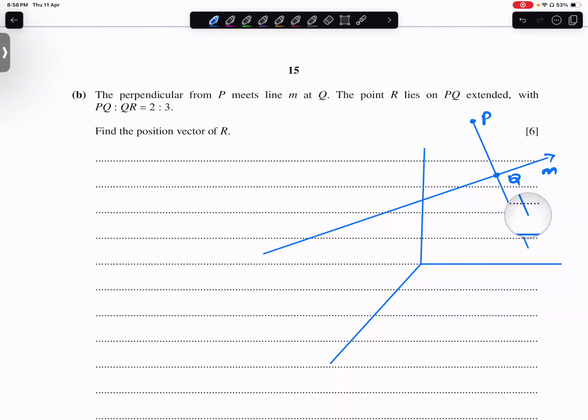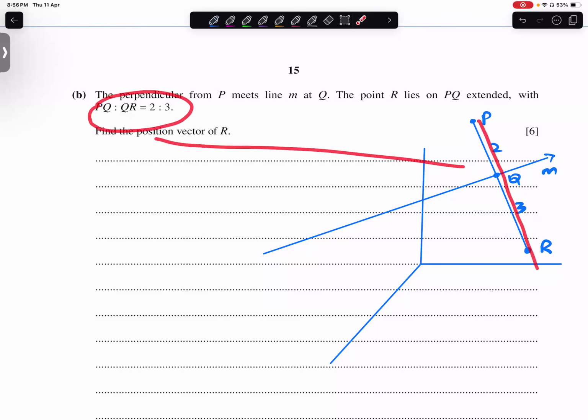It means that this is 2 and this is 3. Students, please compare this with the line PQR. PQ is extended so that you can plot R on it by considering that PQ was 2 and QR was 3, so 2:3. That's the problem. Now the question says to find the position vector of this point.